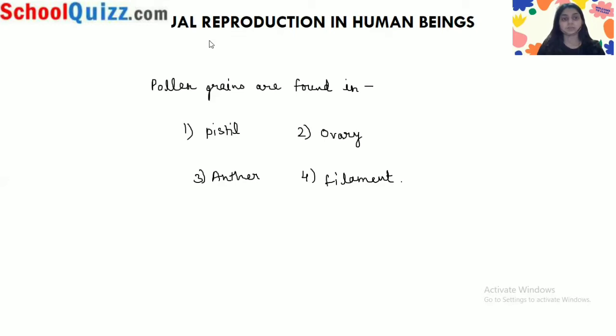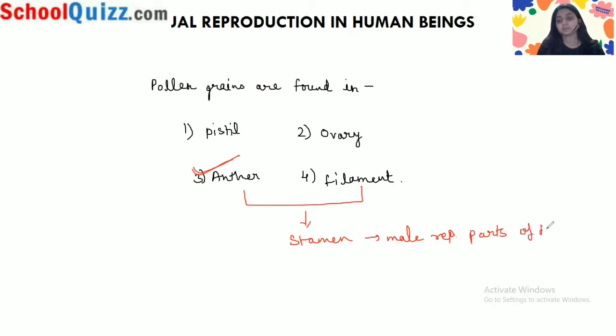Okay, yes, we find the pollen grains in the anther. So the anther and the filament together are called the stamen, and it is the male reproductive part of the plant. Okay.